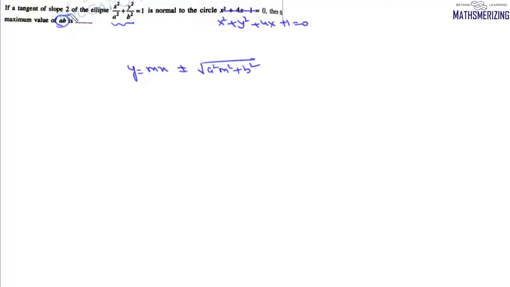And in the question m is already given, which is 2. So we can write this equation as y equals 2x plus minus under root of 4a square plus b square. Now this tangent to this ellipse is normal to this circle. So we know that any normal to a circle passes through the center of the circle. The center of the circle is at minus 2, 0.